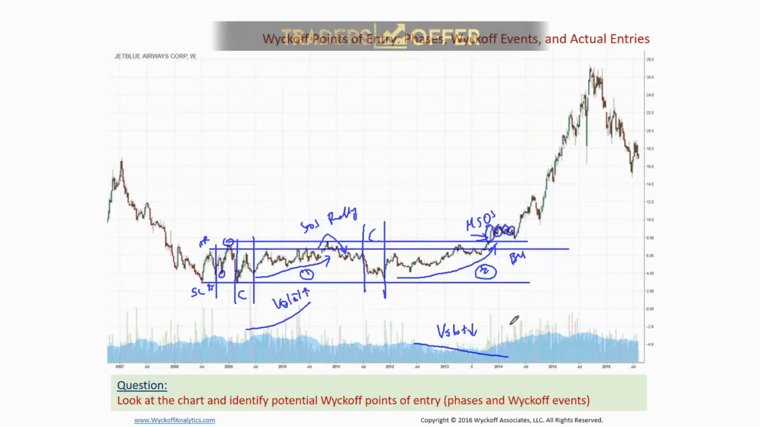So for the sign of strength, we have to see that the supply has been absorbed or is being absorbed on the way up in phase D. And this is what we're observing here. Look at the multiple reactions that we have here on the way up. Is this the way the sign of strength should behave?